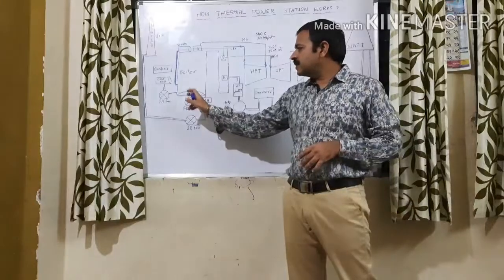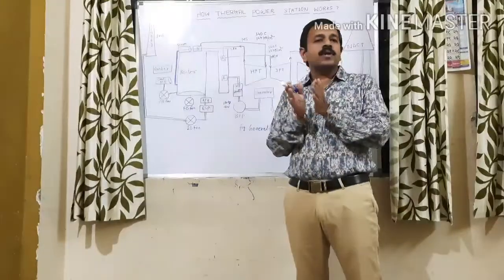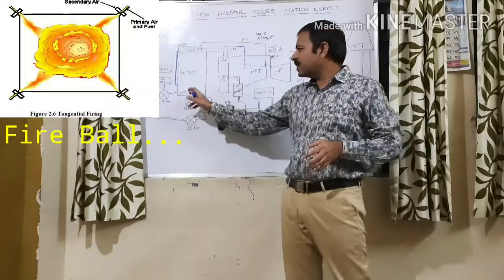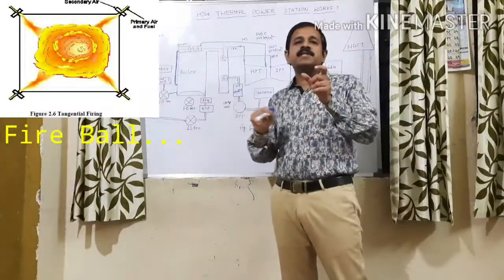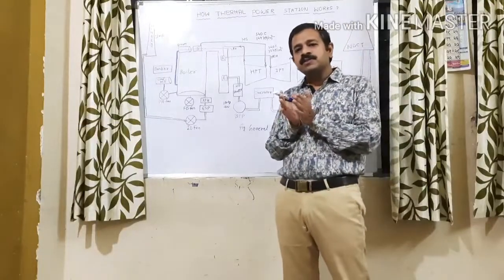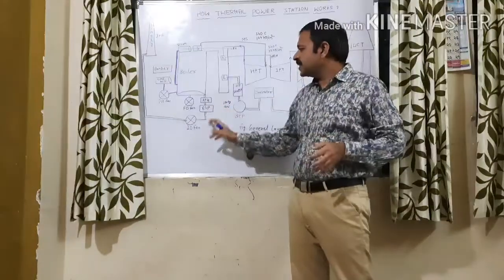This air will ensure that there is a total combustion of the coal particles in the furnace, and it will provide the excess percentage of oxygen in the boiler. Excess percentage, like 4% of oxygen, is required.